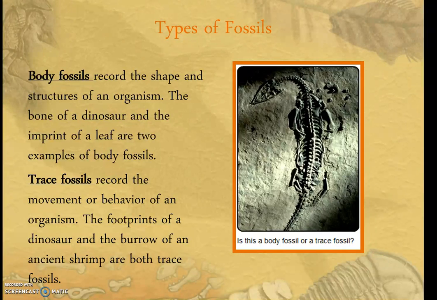So there are two types of fossils, body fossils and trace fossils. Body fossils record the shape and structure of an organism. For example, the bone of a dinosaur and the imprint of a leaf are two body fossils because they tell us about the shape and structure. Trace fossils, on the other hand, record the movement or behavior of an organism. The footprints of a dinosaur and the burrow of an ancient shrimp are both trace fossils because it's not the animal itself, but something that the animal left behind, a burrow or a footprint. So right here, this would be a body fossil because it's the left behind bones of a dinosaur.